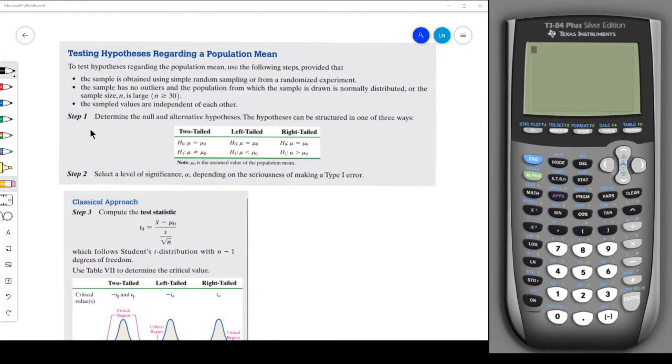So our steps are basically the same, right? We determine the null and alternative hypothesis, one of those three possibilities. Select the level of significance depending on the seriousness of making a type 1 error. Now again, for the problems you're going to see, you'll be given alpha, but if you're doing this out in the real world, then you'll have to figure that out.